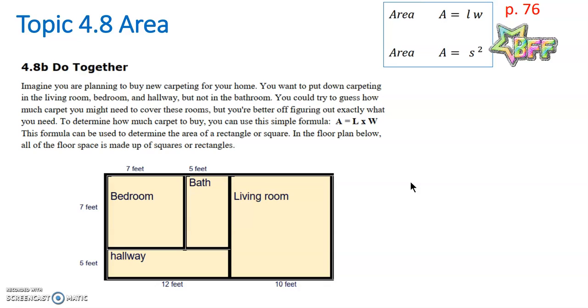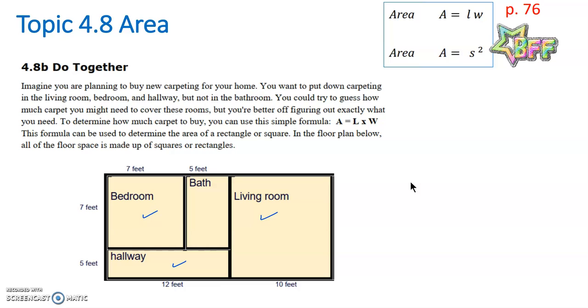So for the do together, what we have is a floor plan, and you want to buy carpet for this home. You want to put carpeting in the living room, in the bedroom, and in the hallway, but not in the bathroom. That'd be kind of gross. So you can try to guess how much carpet you might need, but you're better figuring it out exactly, because if you buy too much, of course, you're going to be paying. And if you buy too little, then what are you going to do?